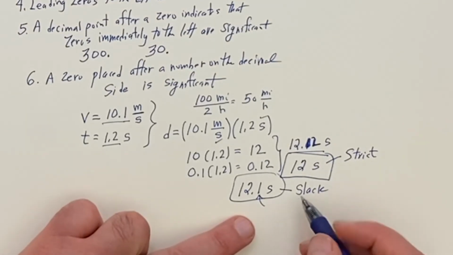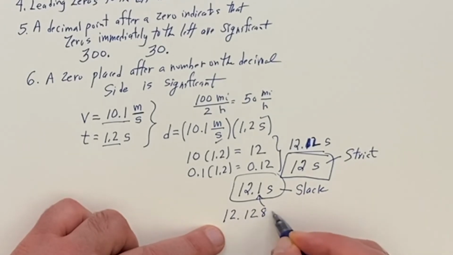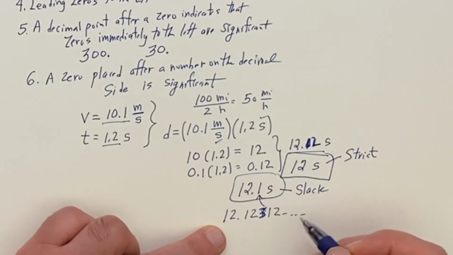It's fine. What you don't want to do is if you had on a calculator something like this, let's make that a 3, all right, and then a 1 and a 2, and this went on for like a lot of digits. You wouldn't want to report that. That would definitely be bad.